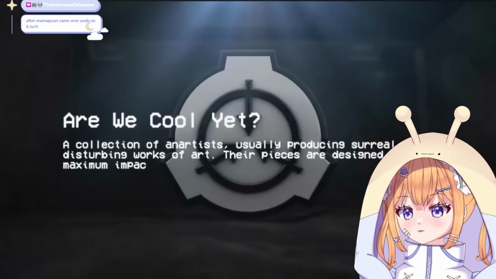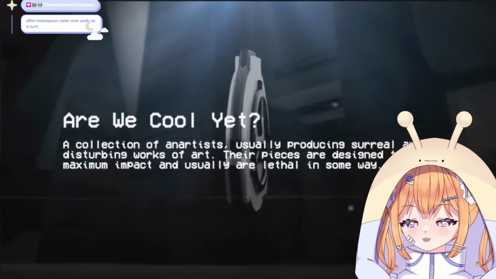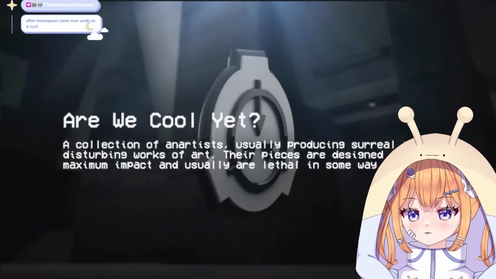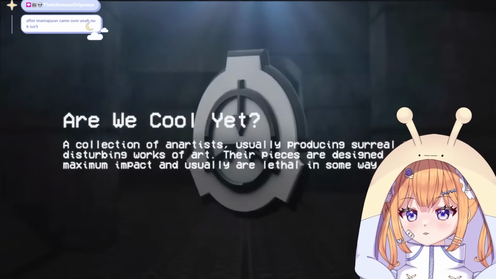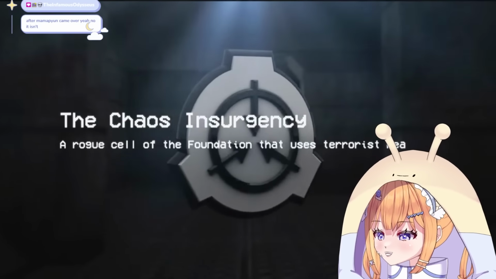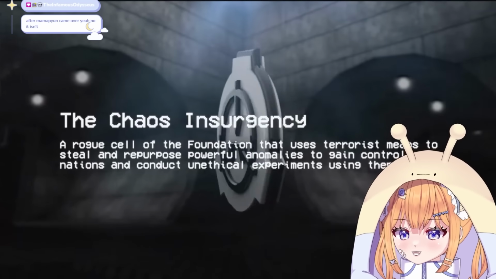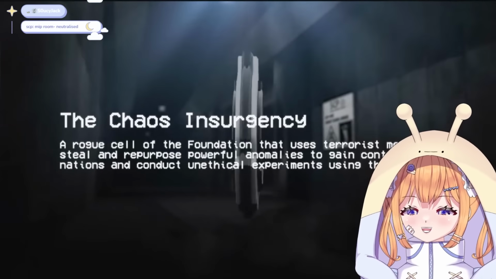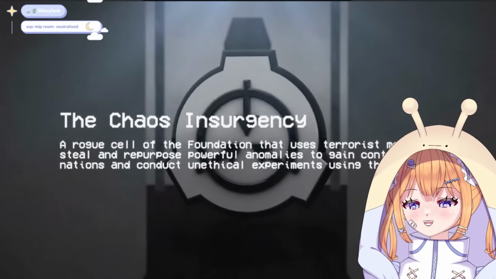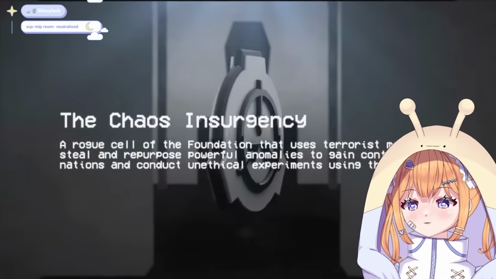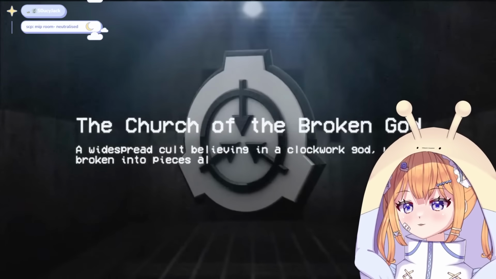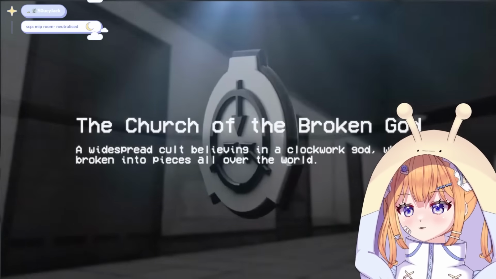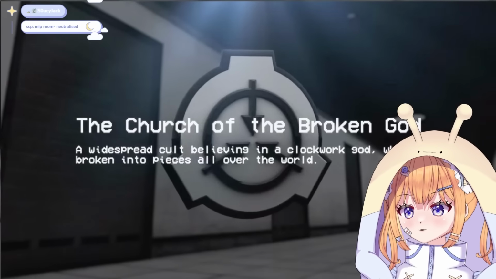Are We Cool Yet? A collection of artists, usually producing surreal and disturbing works of art. Their pieces are designed to have maximum impact and are usually lethal in some way. The Chaos Insurgency. A rogue cell of the Foundation that uses terrorist means to steal and repurpose powerful anomalies to gain control over nations and conduct unethical experiments using them. The Church of the Broken God. A widespread cult believing in a clockwork god who is broken into pieces all over the world.